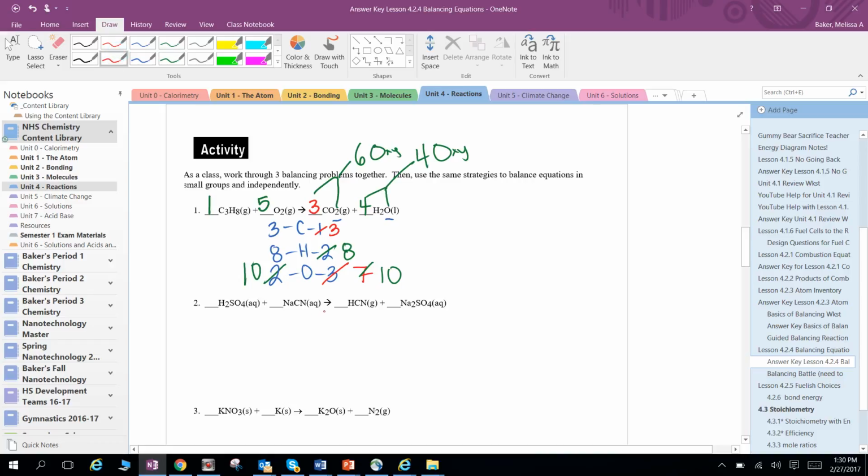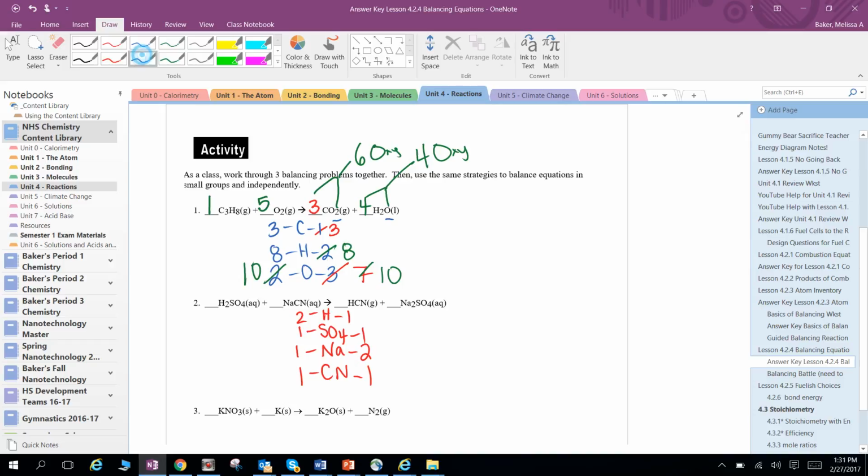How about the next one? We've got hydrogens. The sulfate stays together, so we can treat it as one atom. We've got Na, and CN is another polyatomic ion that stays together. 2 hydrogens on the left, only 1 on the right. 1 sulfate on the left, 1 on the right. 1 sodium on the left, 2 on the right. 1 CN on the left, and 1 CN on the right.